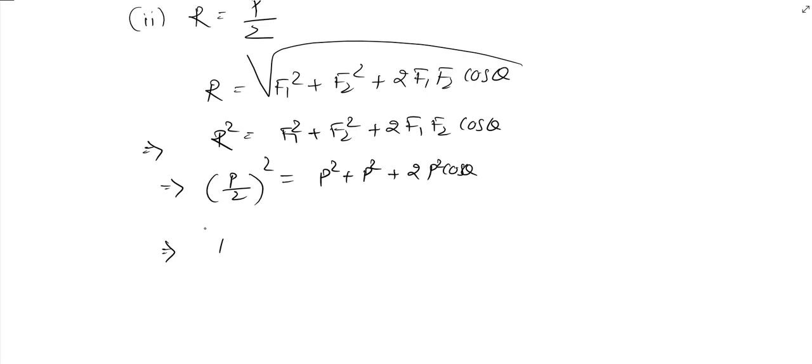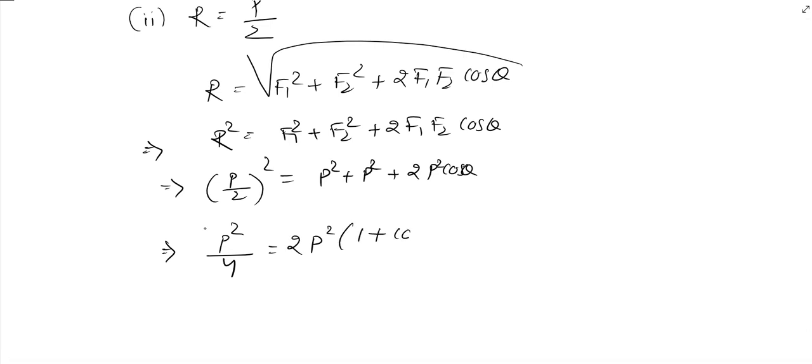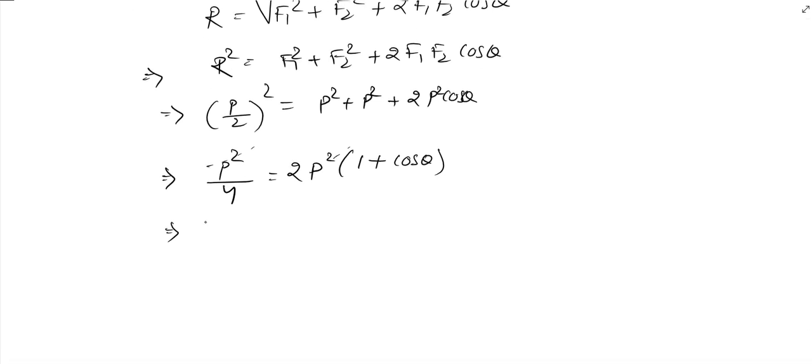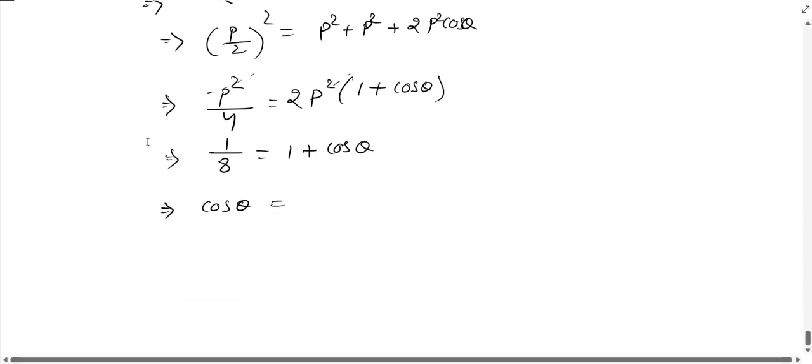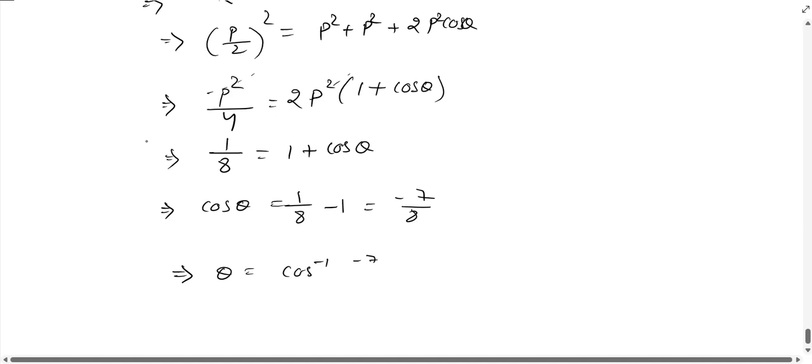P by 2 square equal to P square by 4 equal to, let's take 2P square common, we will get 2P square (1 plus cos theta). So P square gets eliminated, then we will get 1 by 8 equal to 1 plus cos theta, or cos theta equal to 1 by 8 minus 1, minus 7 by 8, or theta equal to cos inverse of minus 7 by 8.